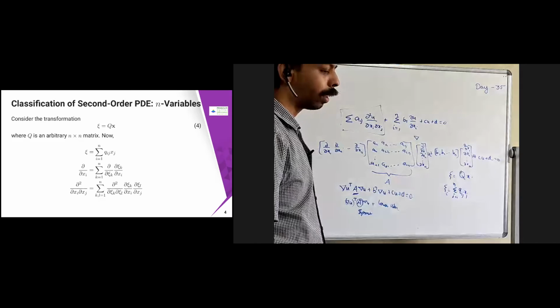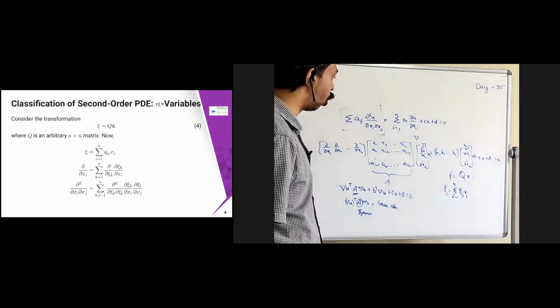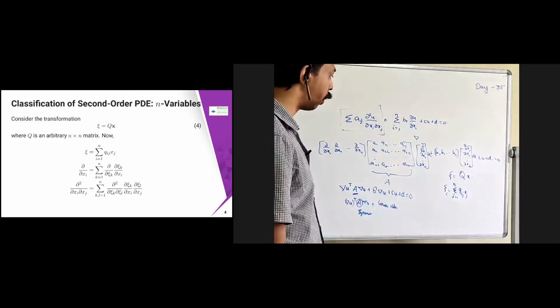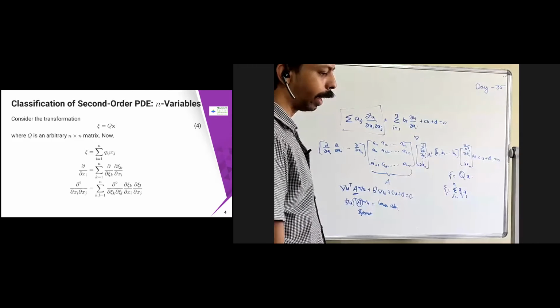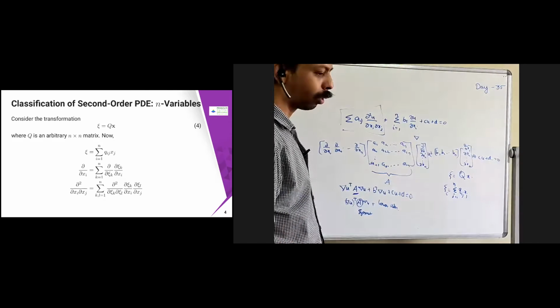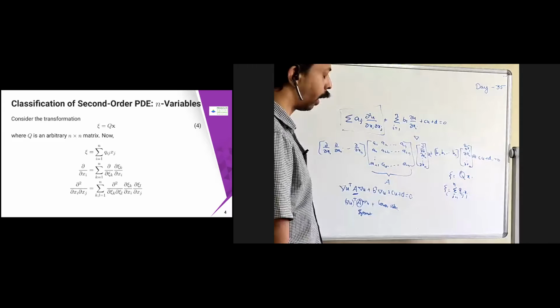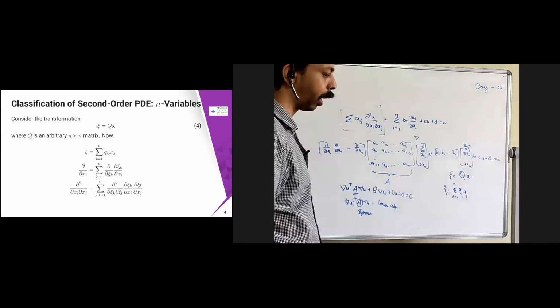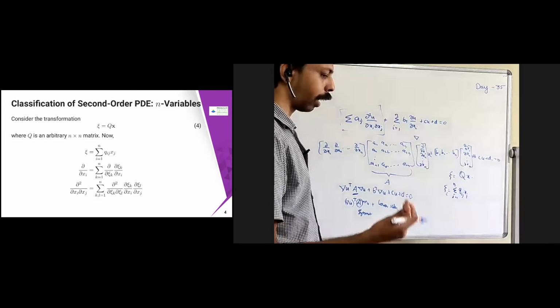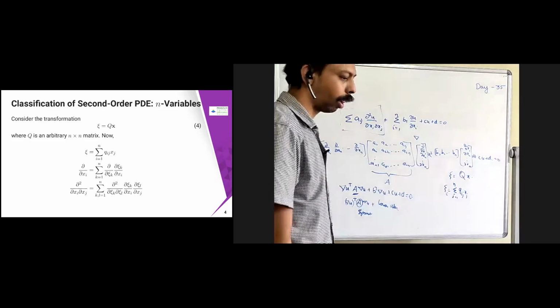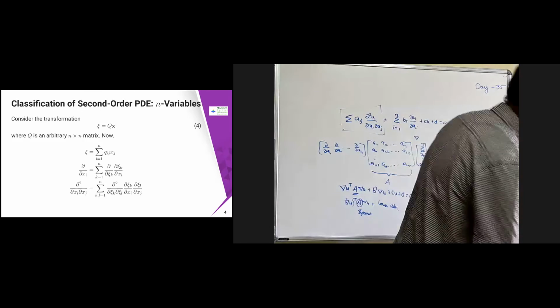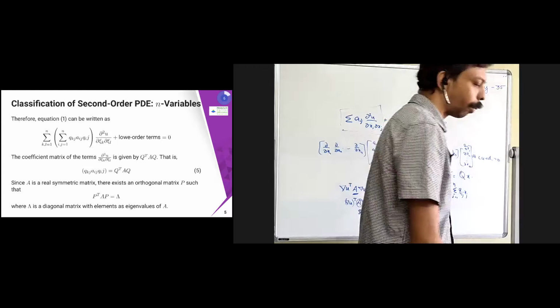Similarly, if I apply the chain rule, ∂/∂x_i becomes ∂/∂η_k into ∂η_k/∂x_i. Similarly, for ∂²u/∂x_i∂x_j, you can do the same kind of logic. You'll get ∂²/∂η_k∂η_l into ∂η_k/∂x_i times ∂η_l/∂x_j.